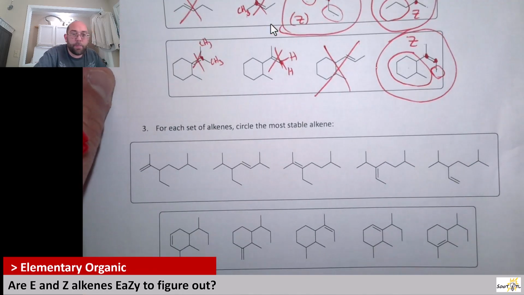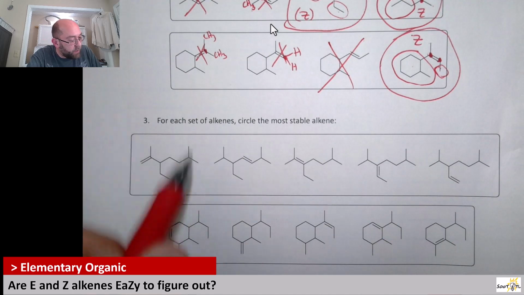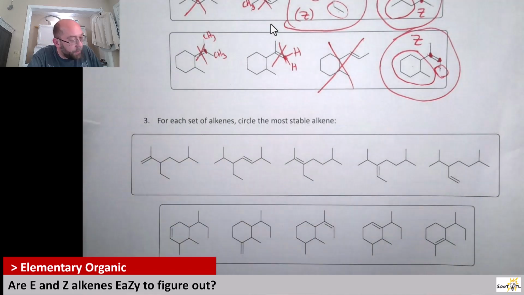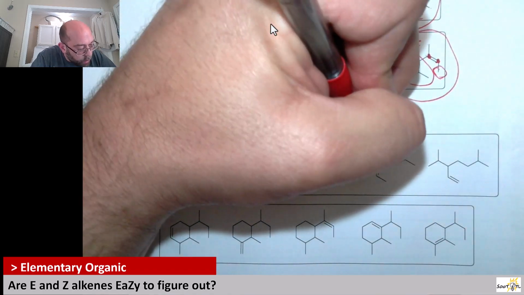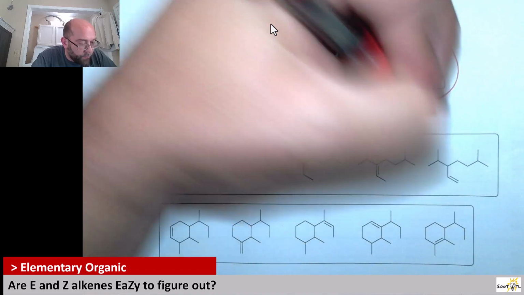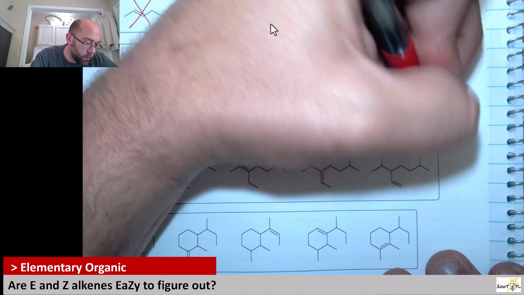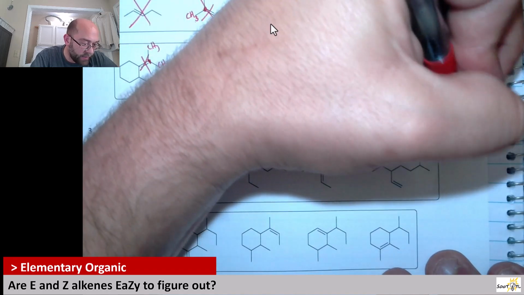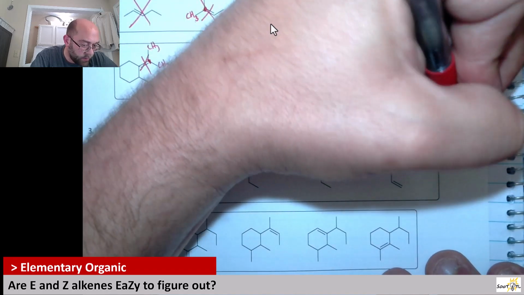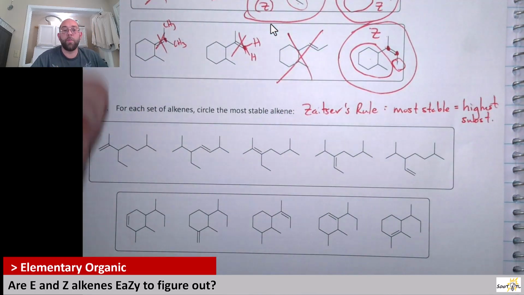All right, next up, it says for each set, so I'm just going to compare all of these, and then separately I'm going to compare all these. So it says for all of these chain ones, for each of the alkenes, circle the most stable. All right, so what does it mean to be most stable? We're going to follow a guy named Zaitsev, his rule, Zaitsev's rule, right? The most stable alkene equals highest substituent count. All right, so the more substituents around that double bond, the more stable it is.